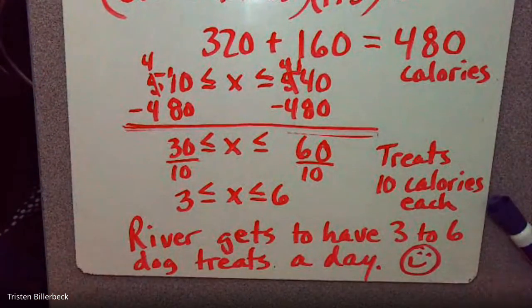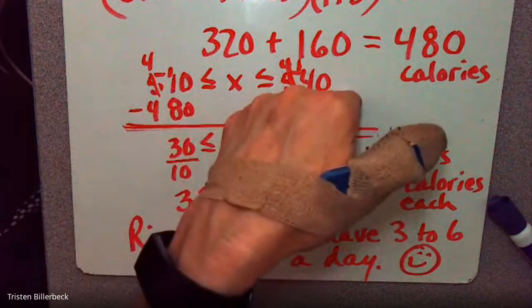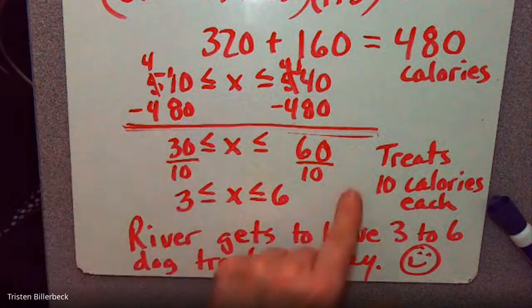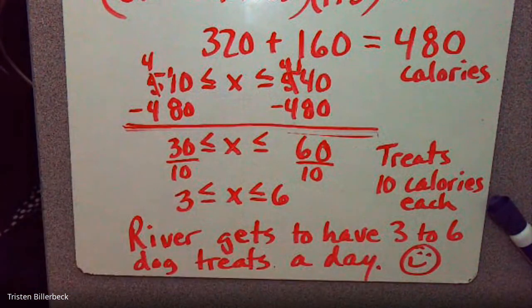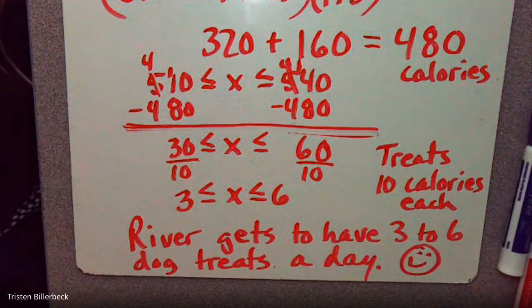All right, so that is how you would do that type of equation there. So again, whatever you do on this side, you do on that side. Whatever you do on this side, you do on that side. So there you have it. All right, so that's it.